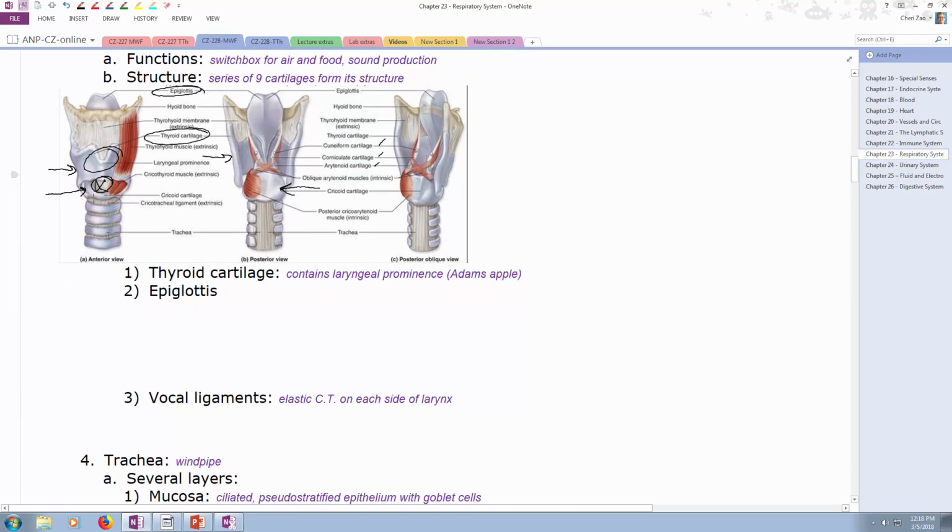The epiglottis is an interesting structure. It's called epiglottis, like epidermis, skin is the outer aspect. So the epiglottis covers the glottic opening when you swallow. The glottic opening is the passageway down into the rest of the larynx and the tracheal area.